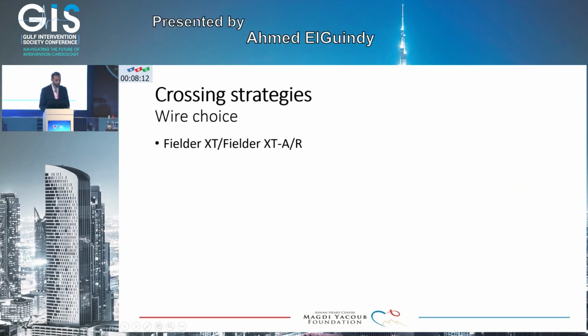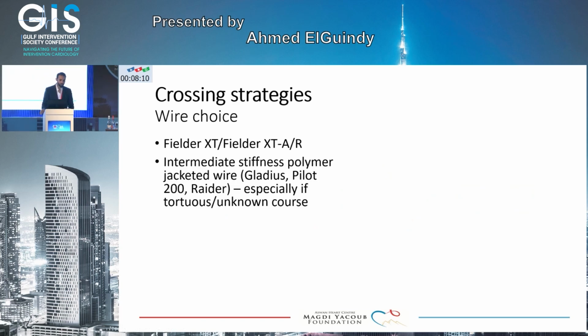So how do we think about wires? Well, you wouldn't go wrong if your first choice in the vast majority was a tapered polymer jacketed wire, the Fielder XT family, be it XTA or XTR, because again, you're capitalizing on the fact that 70% of those lesions will have microchannels that traverse the entire length.